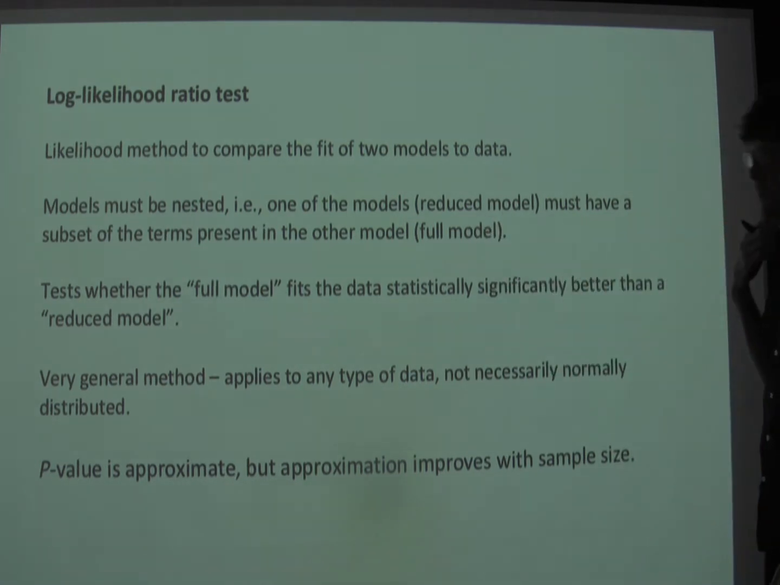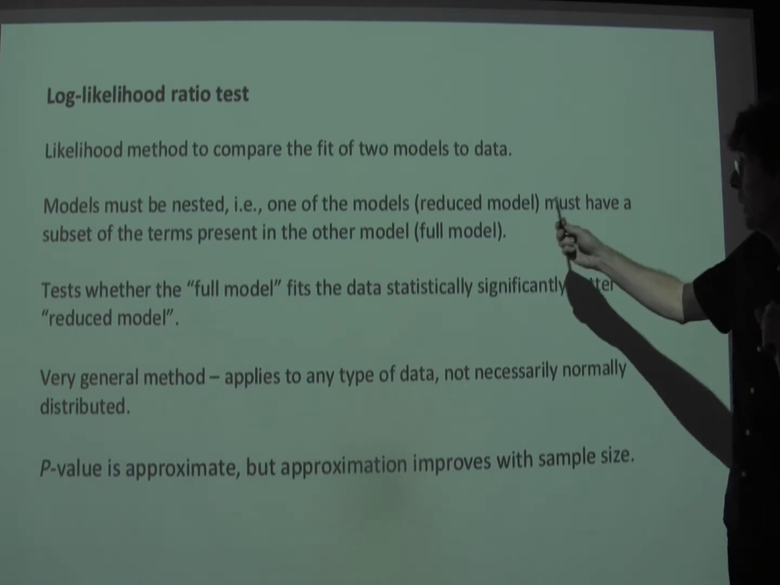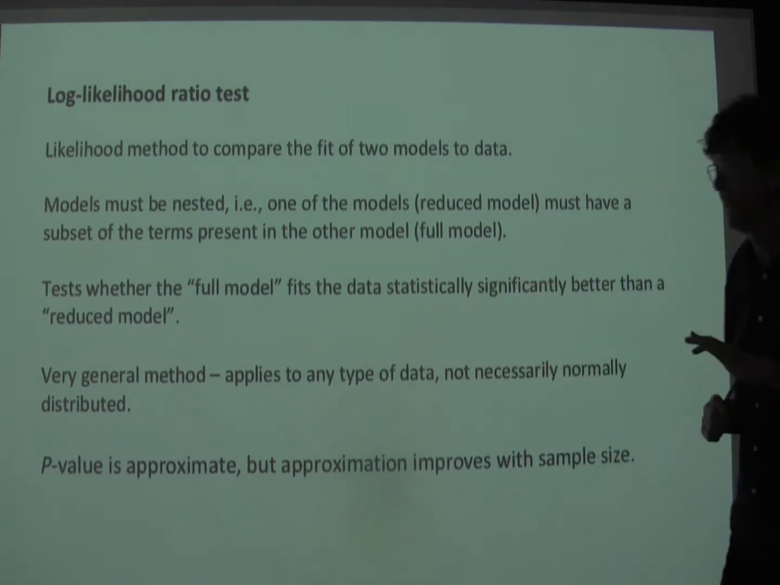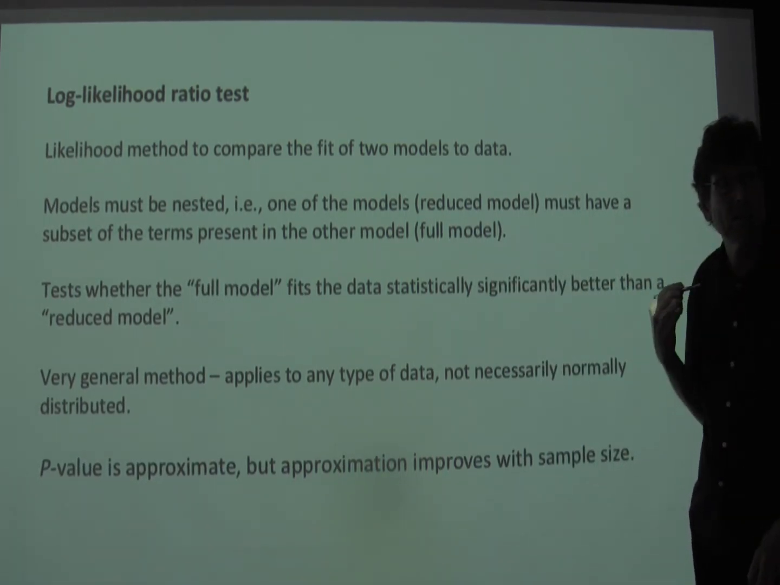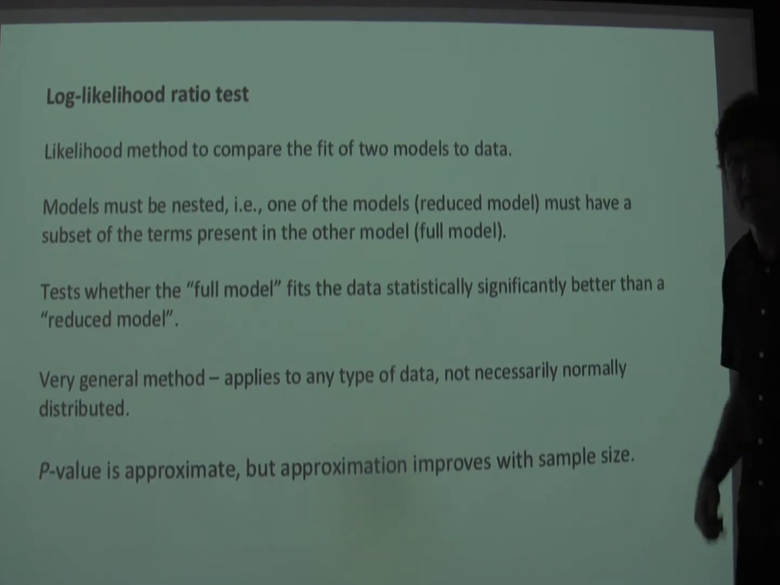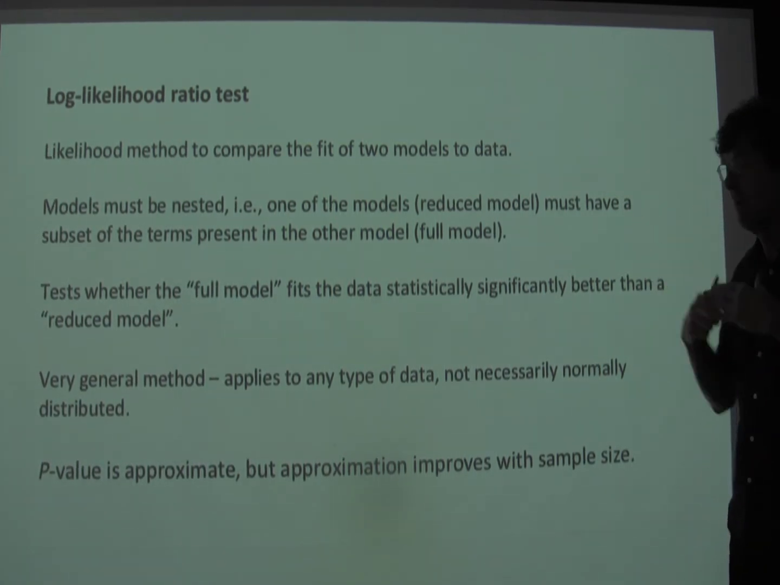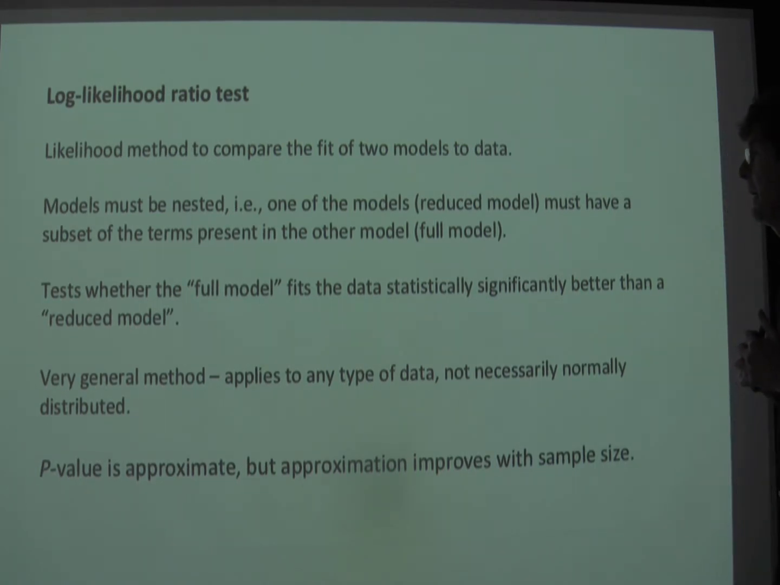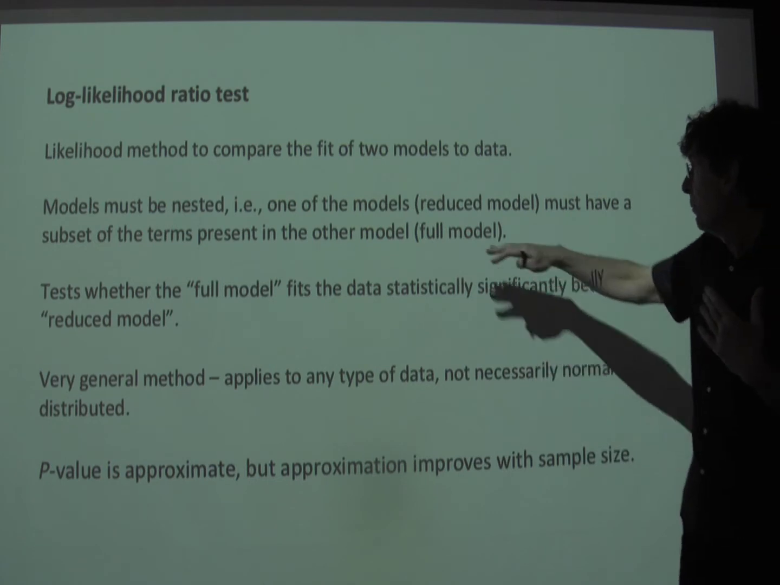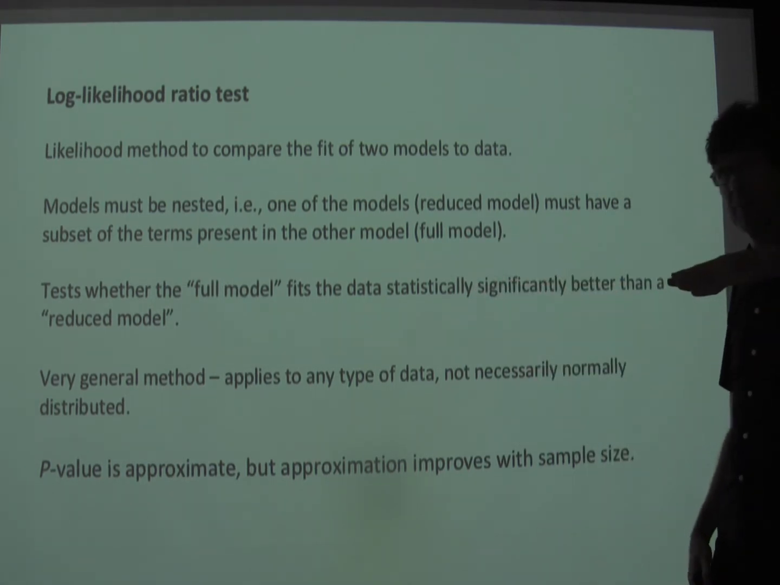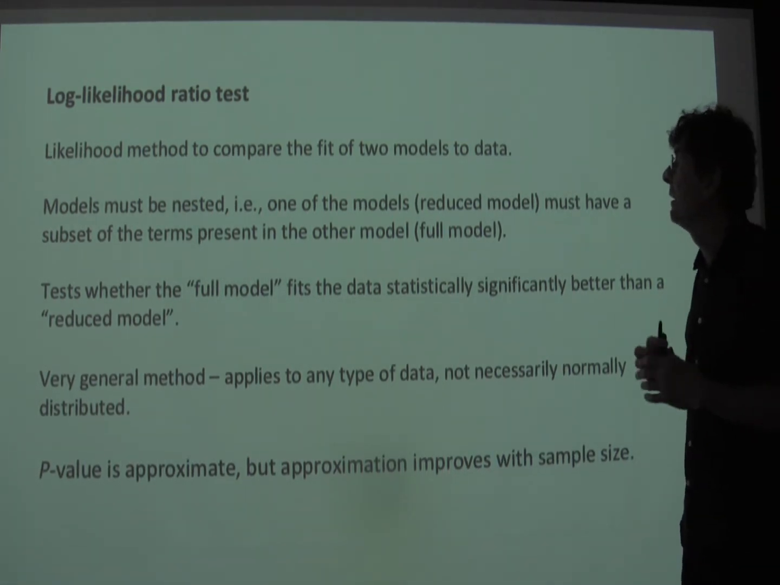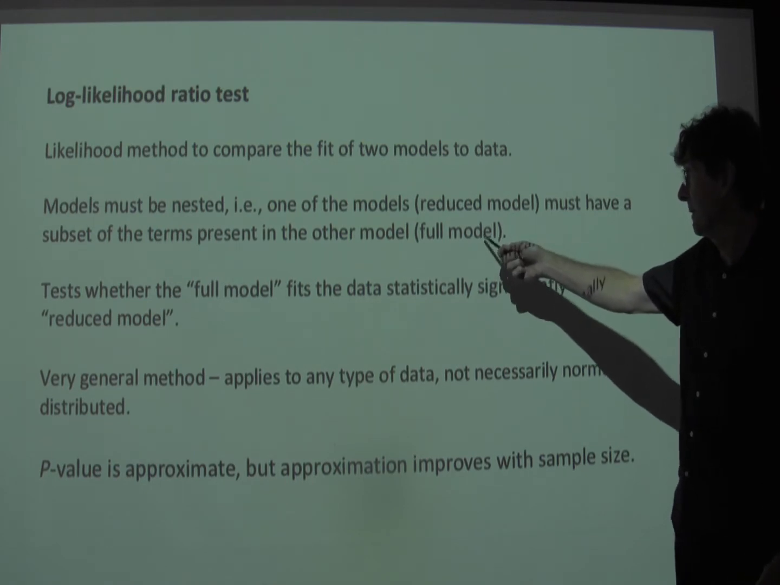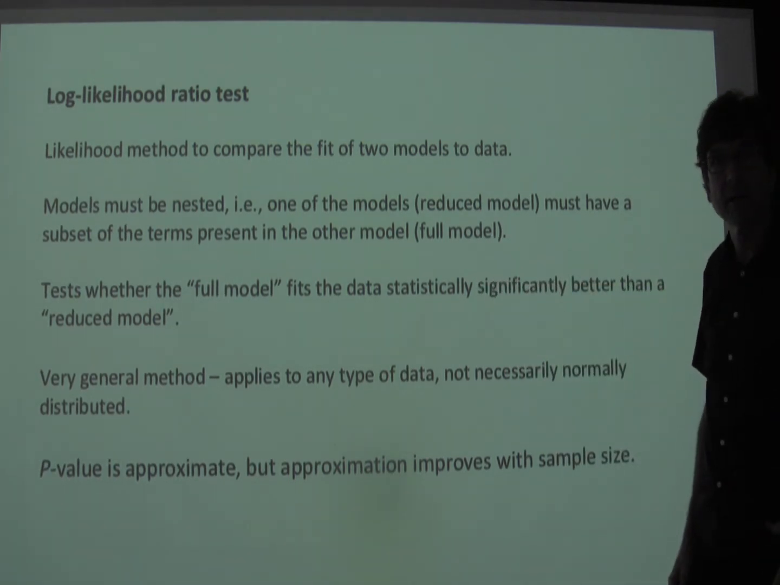So the models themselves must be nested, and I don't mean nested factors as in a nested ANOVA. I mean one of the models must have a subset of the terms present in the other model. We already are used to this because we did this in the linear models section, where in our ANOVA table, every test involves an F test, which compares the fit of two models to the data. One, the full model, which contains the term of interest, and the other, the reduced model, where the term of interest is dropped. Those models are compared, and then we ask, is there a significant improvement in fit by including that term?